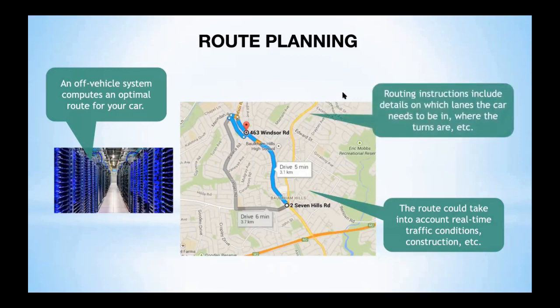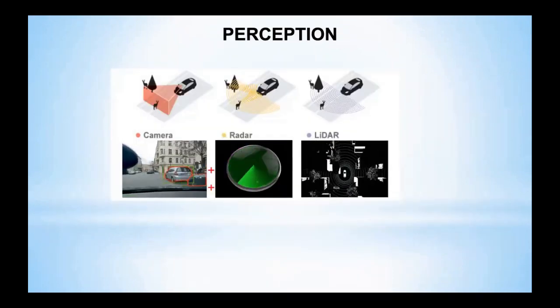These routes also include instructions for which lane the car needs to be in. So for example, if we know that there's going to be a right turn coming up in half a mile, the car should be in the right lane to make that turn, so it doesn't have to make any last minute moves. Next, we have perception.